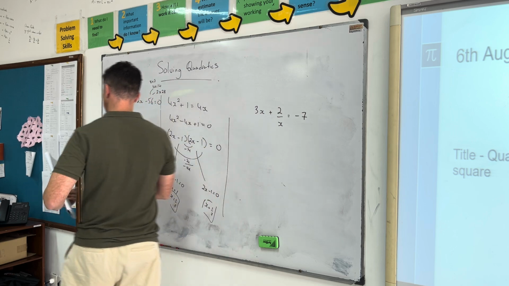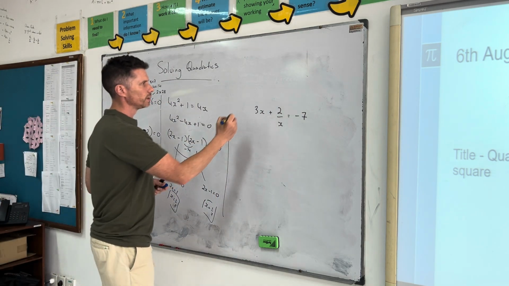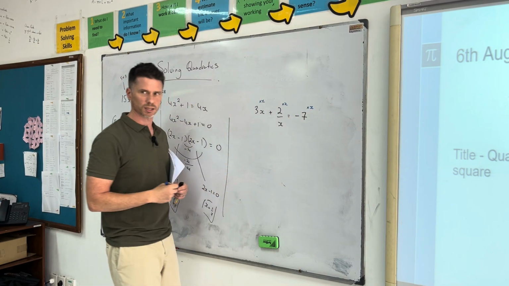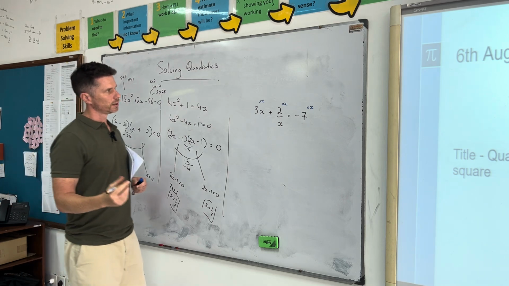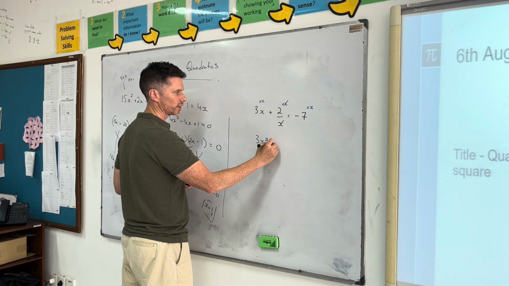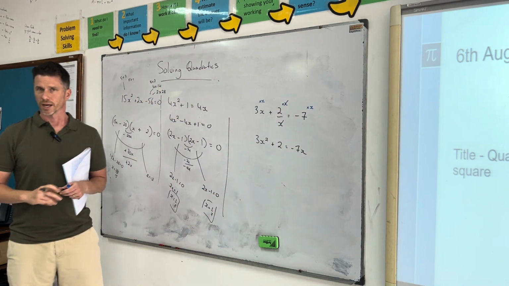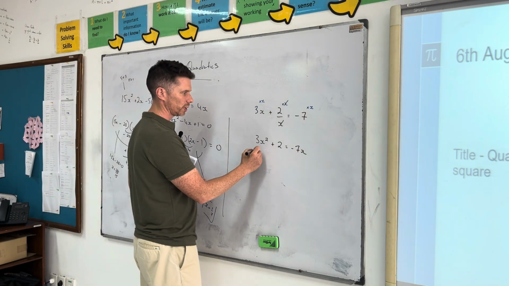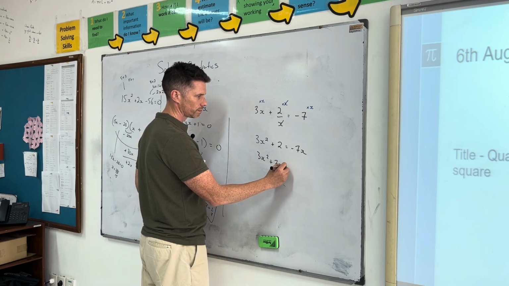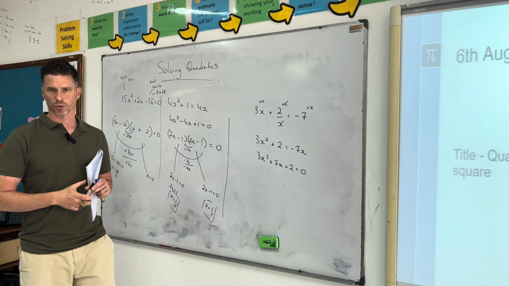So if I multiply this by x, multiply this by x, multiply this by x, what do I get on the next line? I get a 3x squared. These x cancel. I get a plus 2, and I get a minus 7x. And then I rearrange, so I get my zeros by letting the y bit equal 0. This should be an easier one than the last one.